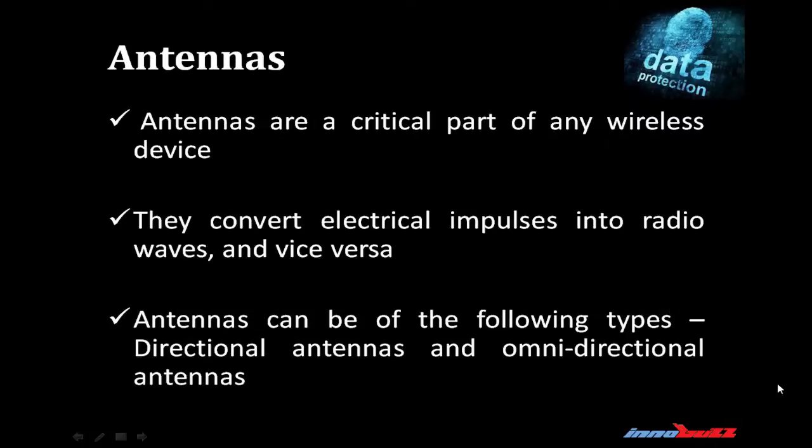As we know, antenna is one of the important and critical parts of a wireless device. It will convert the electrical impulse into radio waves and vice versa. Antennas can be of the following types: directional antennas and omnidirectional antennas, used as per the requirement and suitability of the place.